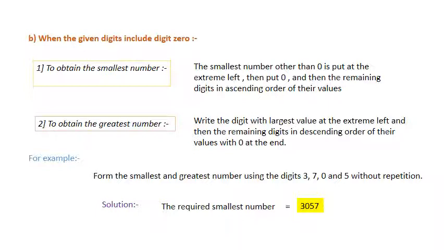First we have to take the digit with the largest value at the extreme left and the remaining digits in descending order of value with 0 at the end. So here the required greatest number has 7, which is the largest value, written at the extreme left, and the remaining digits we have written in descending order of their value with 0 at the end.